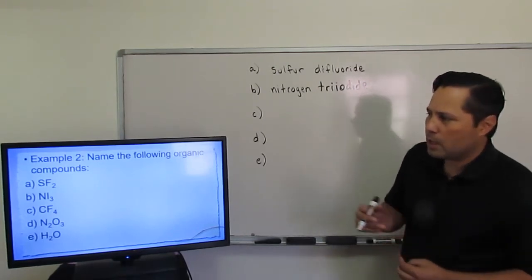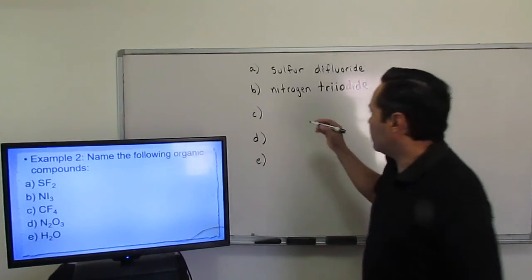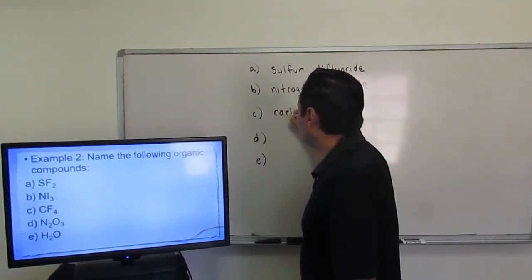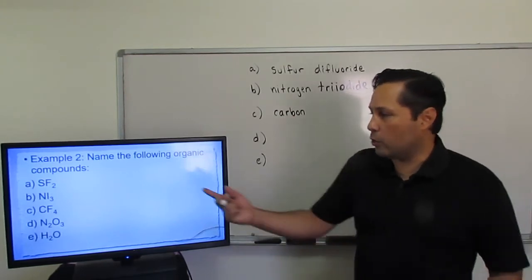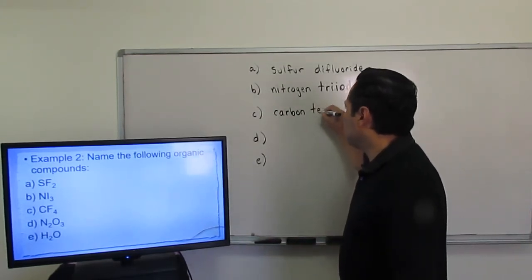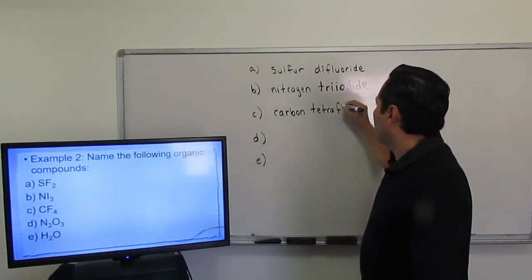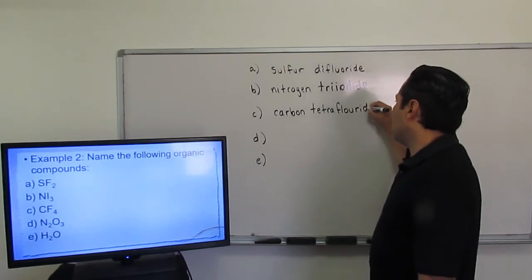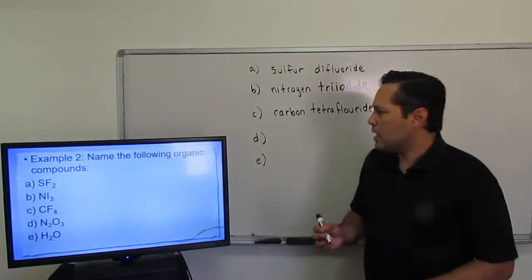If you only put 1 I, people will forgive you. It's fine. The next one is CF4. Carbon is the first atom. F is fluorine, becomes fluoride. Notice that there's 4. So our Greek prefix for 4 is tetra. And the F is fluoride. Again, with that IDE ending, all of them will have that IDE ending.